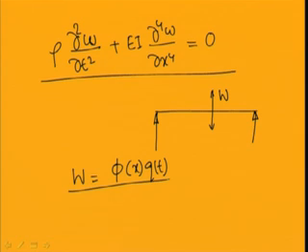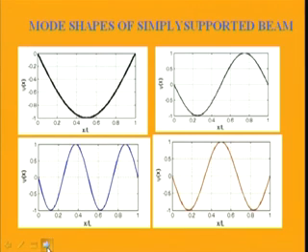Phi x is the mode shape and q t is the time modulation of the system. For the simply supported case we have seen the mode shapes in this form. This is the mode shape for the first mode, this is for the second mode, this is for the third mode and this one is for the fourth mode. You can observe that in the first mode of a simply supported beam there is no node, and in the second mode a single node is formed at L by 2, the middle of the beam.